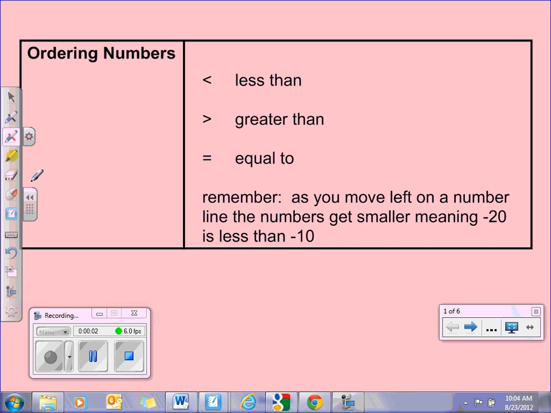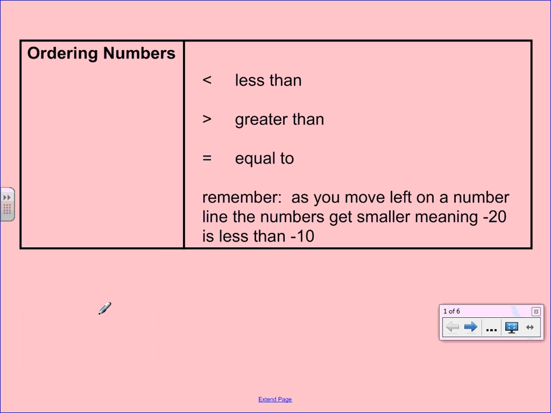This lesson is going to cover three topics: ordering numbers, opposites, and absolute values. We'll start with ordering numbers. There are three symbols that we use to put numbers in order: less than, greater than, and equal to.